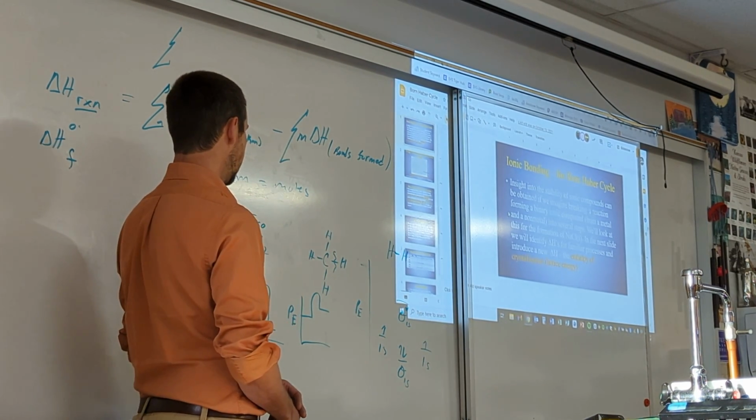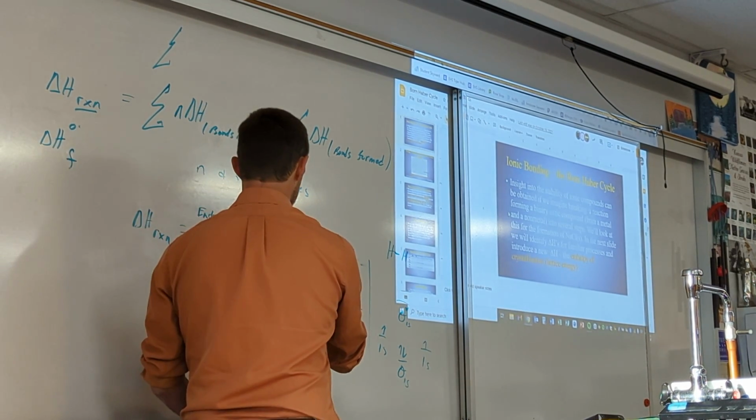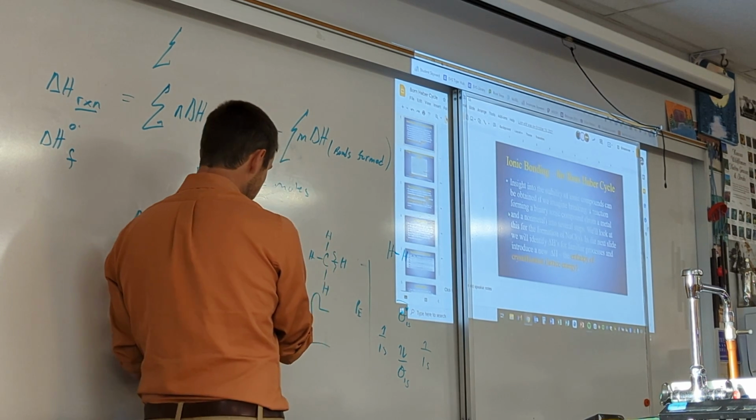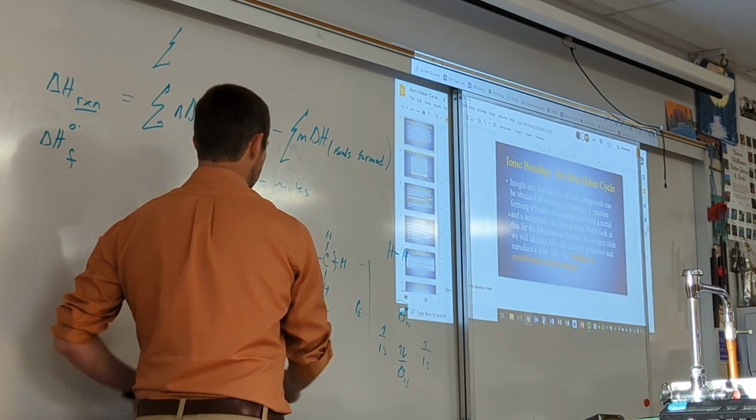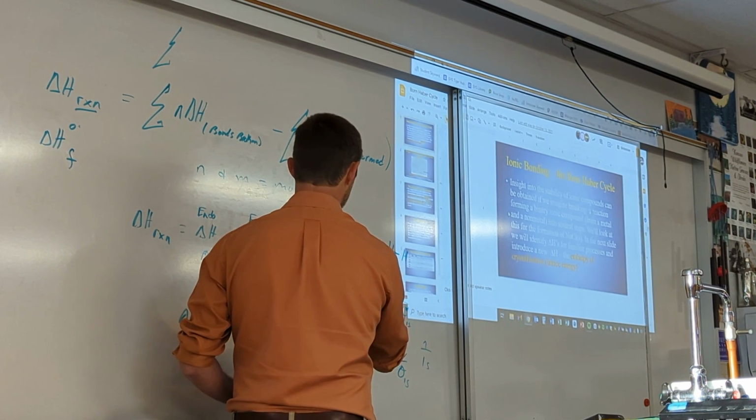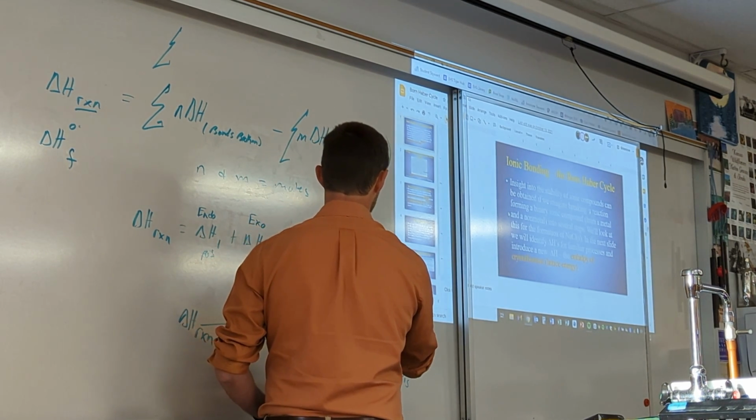The first one is exo. This little arrow from here to here, that's delta H for the reaction. And then the second one's endo. From here to here, this is delta H for the reaction.